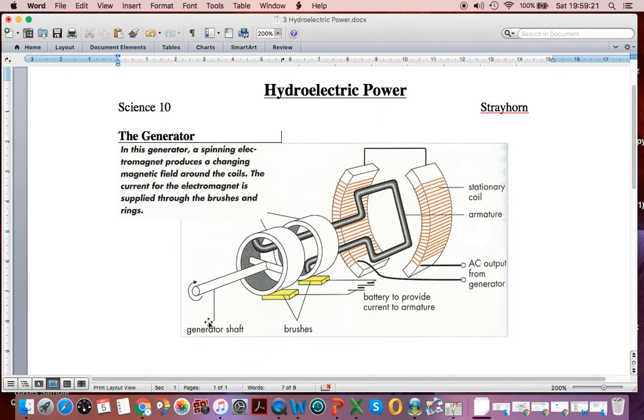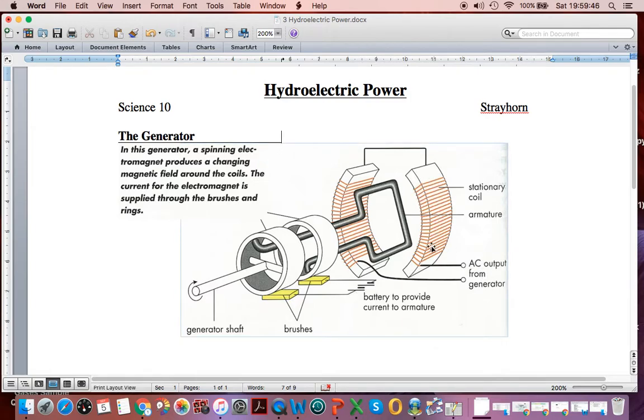Now, what we need is something to spin our generator shaft. And that could be from nuclear power, it could be from hydro, it could be from wind power. All those things have in common is they spin a generator shaft. And then the rest of it, they'll have in common as well, because we're taking that mechanical energy and we're ultimately going to make electrical energy. That's what the AC output says.